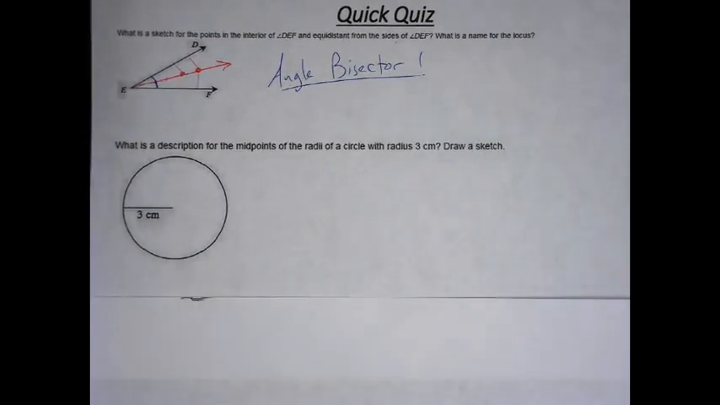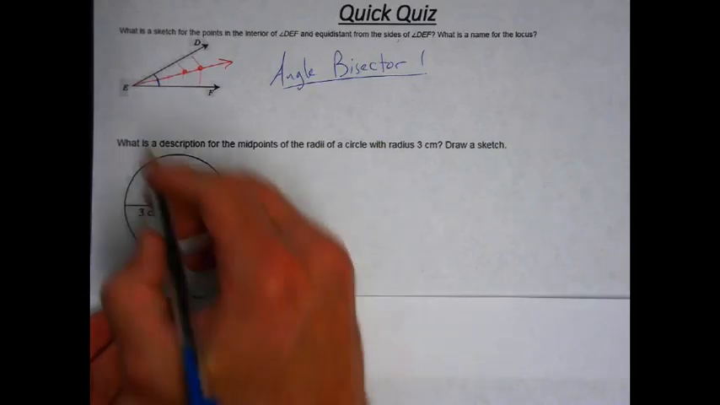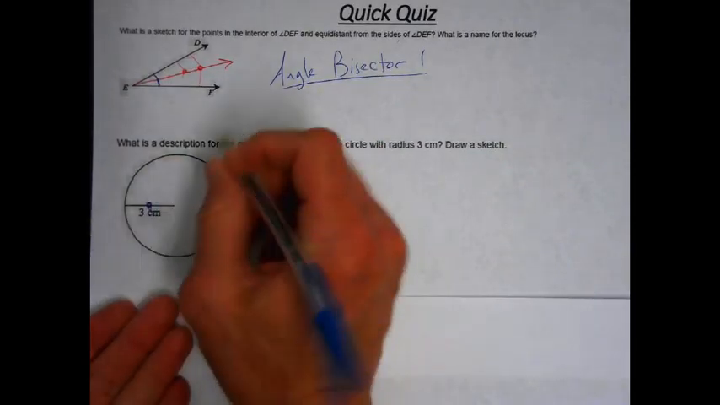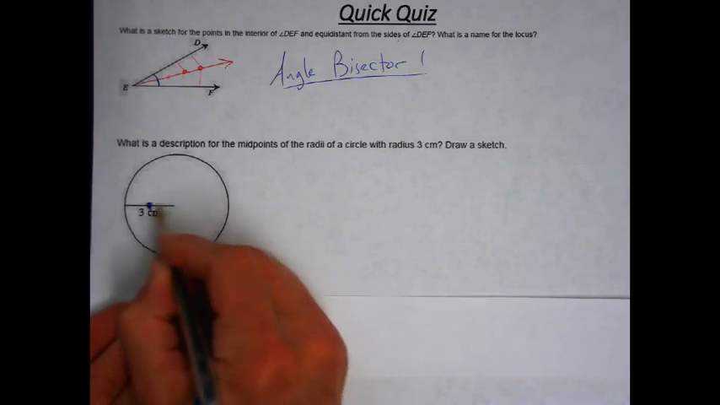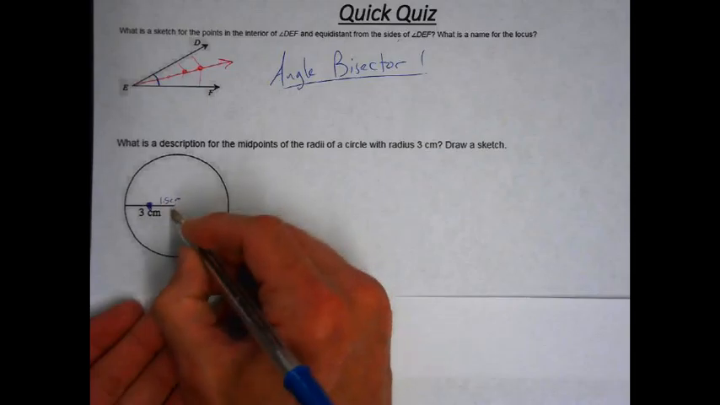What's the description for the midpoints of the radii of a circle with radius 3 centimeters? What? Midpoints of the radius. Okay, so here's our radius, 3 centimeters. Let's make a midpoint. If we have a midpoint here, how long is that distance? It's 1.5 centimeters. I hope you know that. It's half of 3, midpoint, okay?